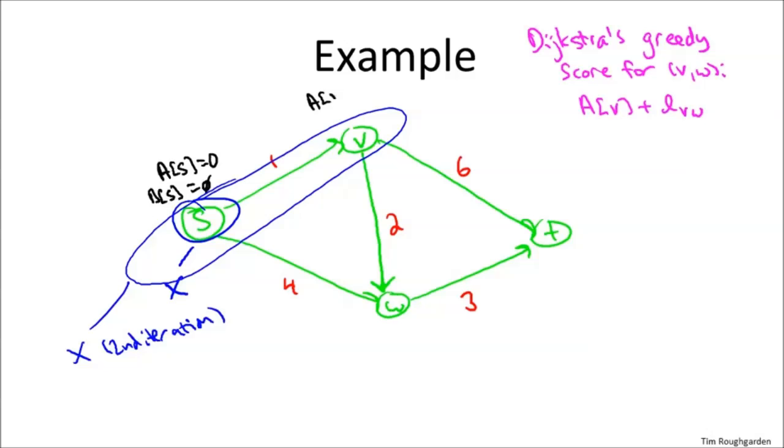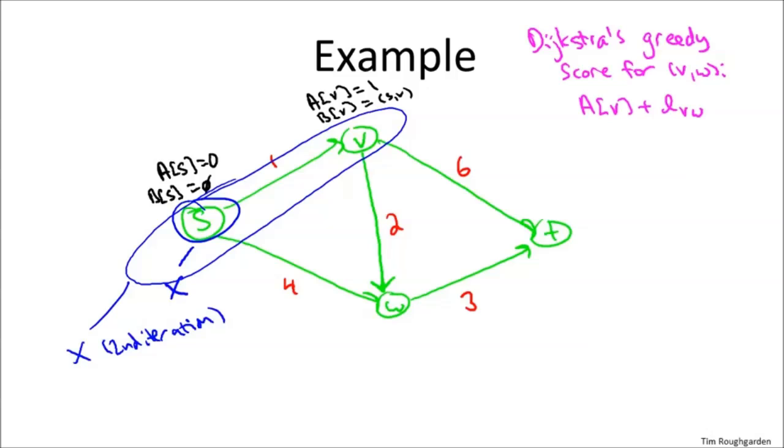It also tells us how to compute the shortest path distance and the shortest path from S to V. Namely, in the A array, we just write down the Dijkstra greedy score for this particular edge, and that was 0 plus 1, or 1. For the shortest path for V, we just inherit the shortest path to the tail of the arc, which in this case is the empty path from S to itself, and then we append the arc we used to get here, the arc SV. So now we go to the next iteration of the while loop.